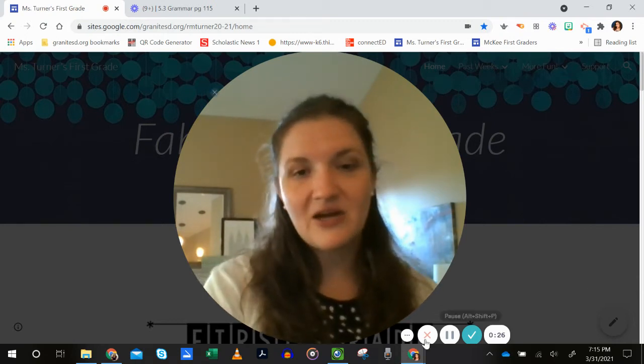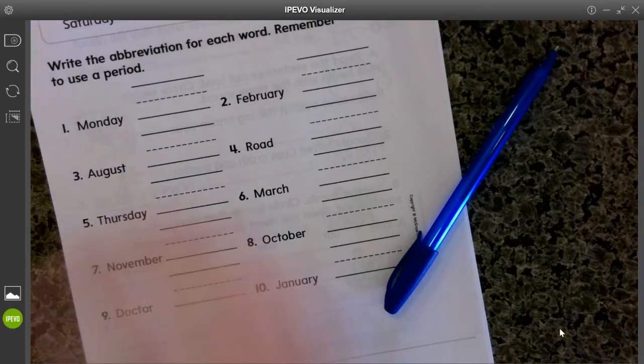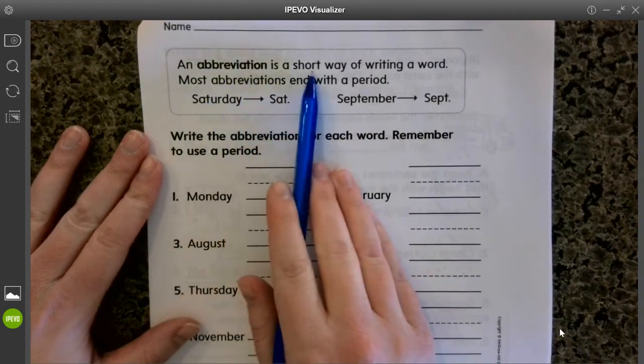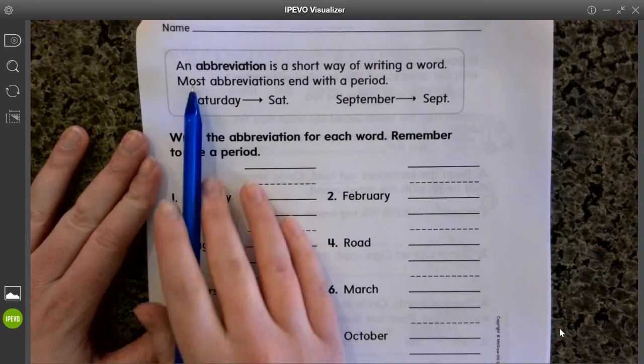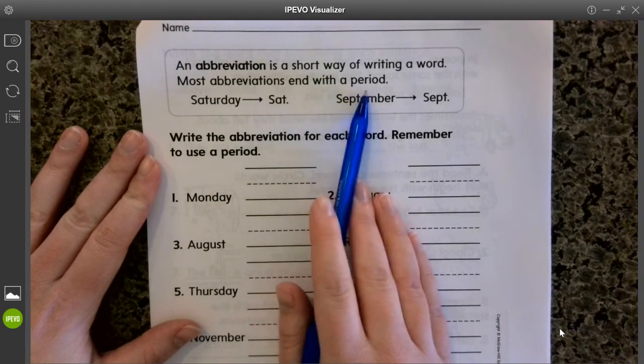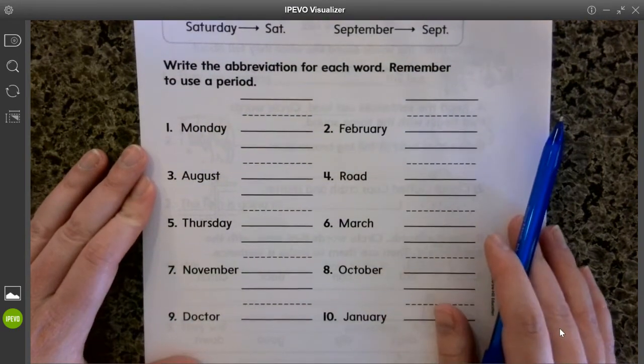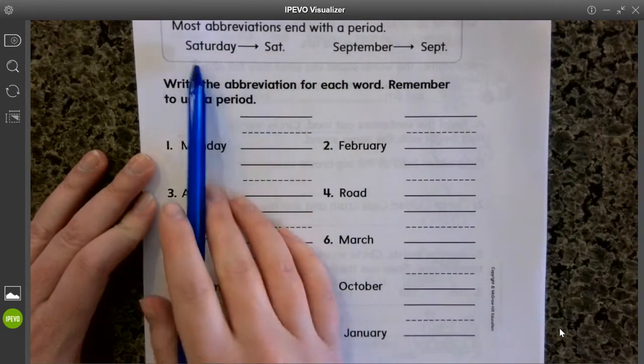So let's look at our page today, and we're going to do this one together. Okay? So this says an abbreviation is a short way of writing a word. Most abbreviations end with a period. We're going to write the abbreviation for each of the words and remember to use a period. So they gave some examples here.